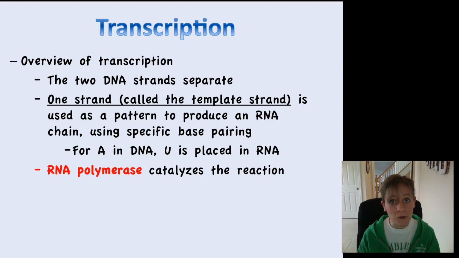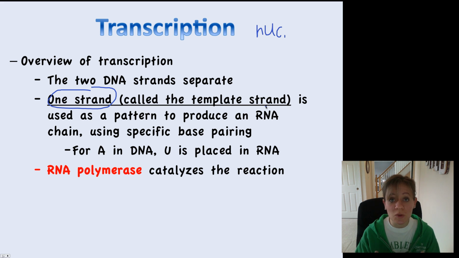Okay, so now let's take a closer look at that first process of transcription. Remember, this is happening where? In the nucleus. Very good. So this is happening in the nucleus. So what has to happen first is the 2 DNA strands have to separate from each other because transcription only uses 1 strand of DNA, not both. And that 1 strand that is used is called the template strand.